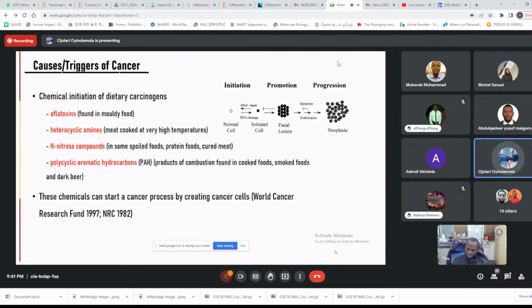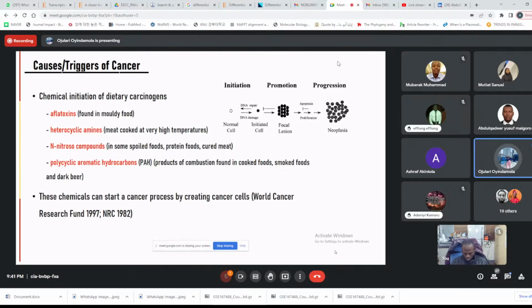These hydrocarbons are produced when there's combustion. Of course, it is flame, maybe your charcoal, or even if we want to modernize it, we feel, oh, we can use the grill, at least there's no charcoal. But still, all these things happen.